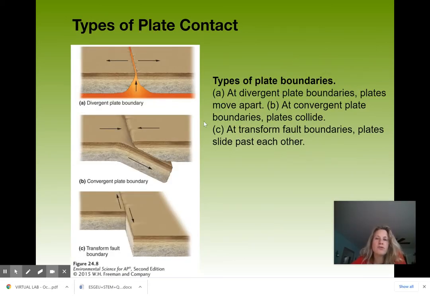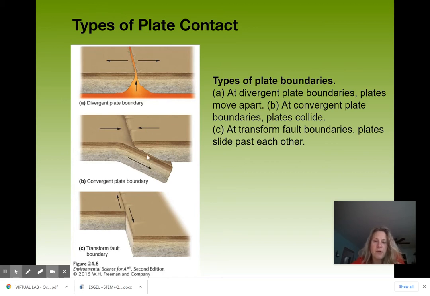All right, so there's 3 types of plate movements. You might have heard me mention them. We've got divergent, convergent, and transform. So divergent is when they're moving apart. So that would be where the plate is splitting. And then we've got convergent, where they're coming together. So a plate is colliding with another plate.